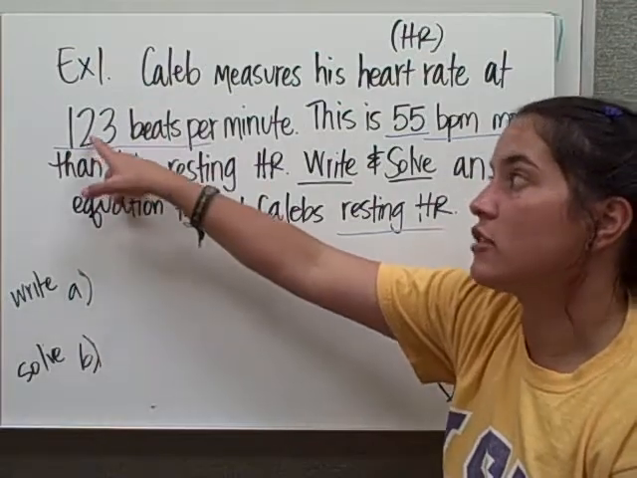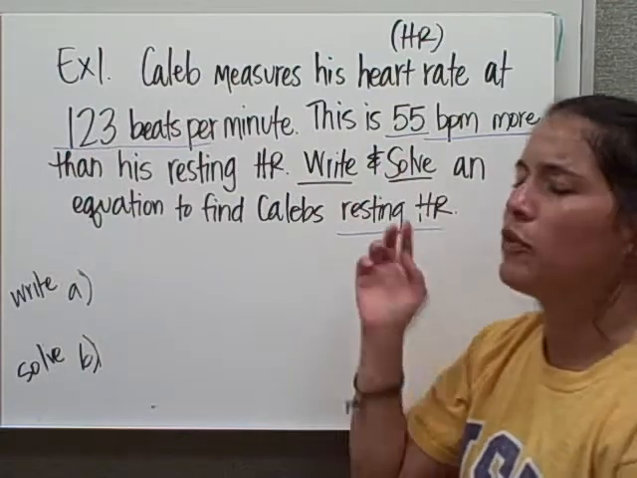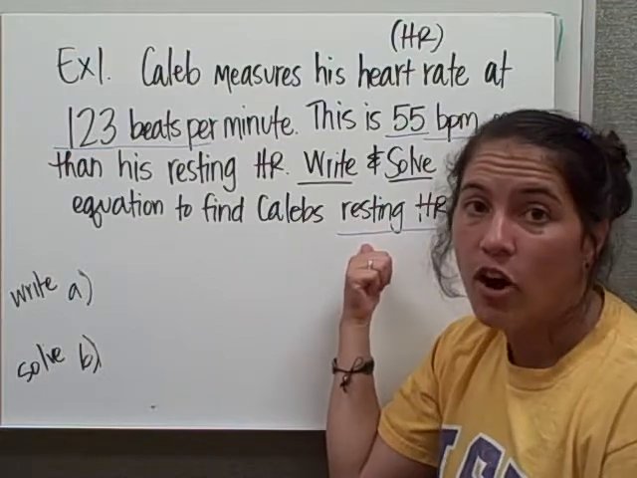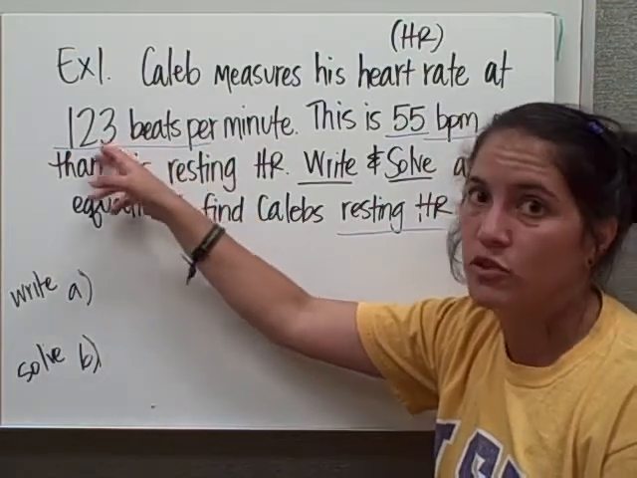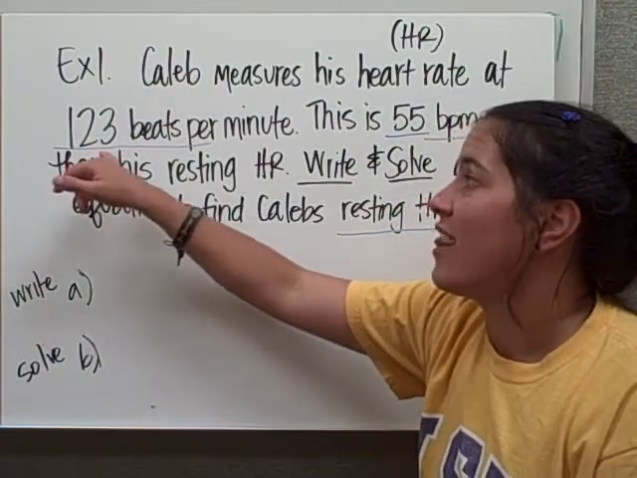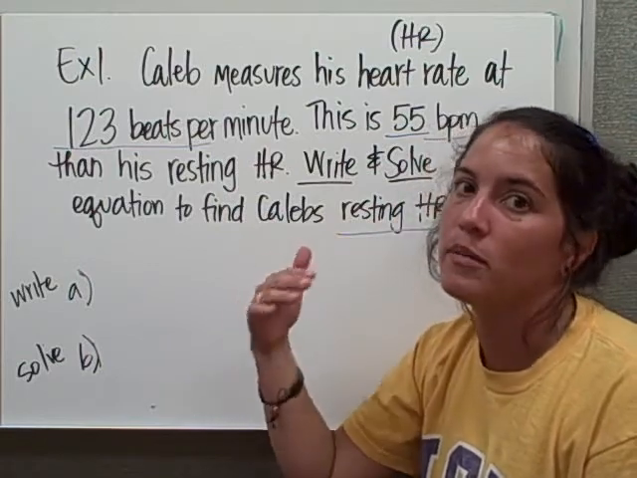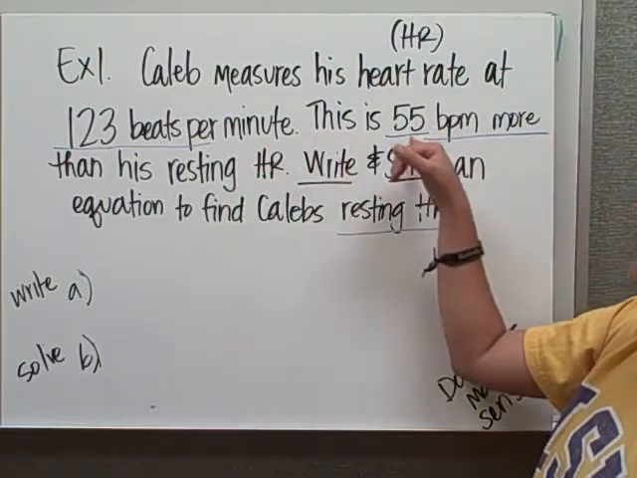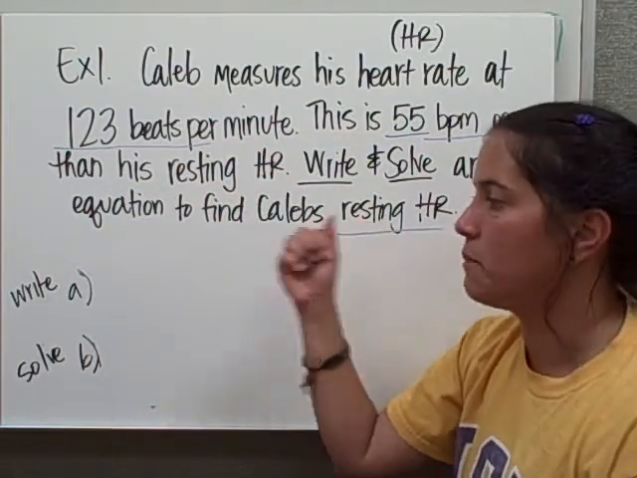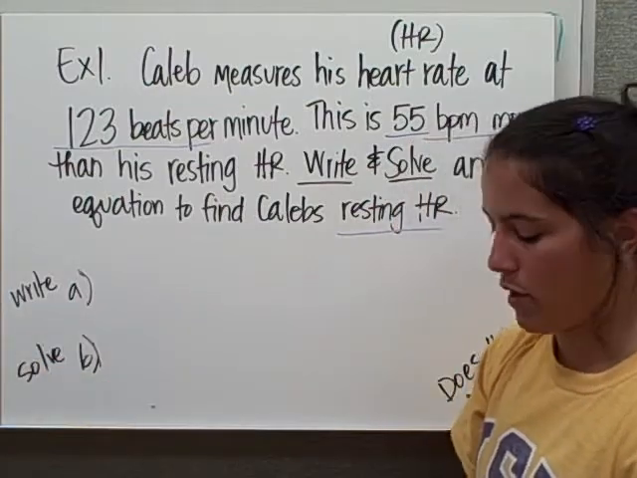So that is what we're trying to find, his resting heart rate. We know something is 123. And we know that we're looking for his resting heart rate. So before we even start, think logically, is his resting heart rate going to be more or less than 123? I mean, don't tell me. Even if you tried to tell me, I couldn't hear you. But think about that. That should be a starting point. 123 beats per minute. Is his resting heart rate going to be more or less? The problem says this is 55 beats per minute more than his resting heart rate, which we're going to use that. So let's talk about how we would write an equation based on a word problem.